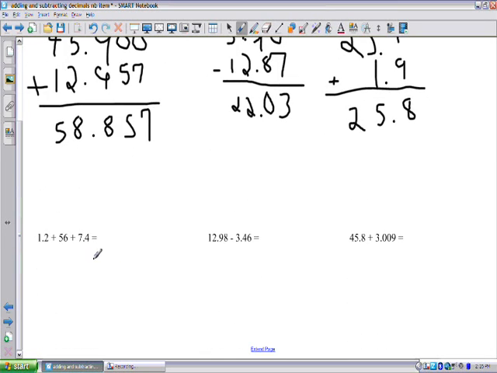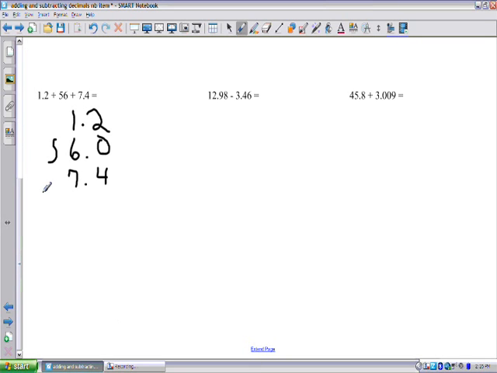All right, so this one looks a little different. I got 3 numbers. Do you think that's going to mess me up? Well, not if we line our decimals up. It shouldn't. 1 and 2/10. 56. Where do we put a decimal when we don't have one there? Always goes at the right of the number. 56, and I'm going to just put my place value 0 in to line it up with that one. And lastly, 7 and 4/10. So we can add these up.